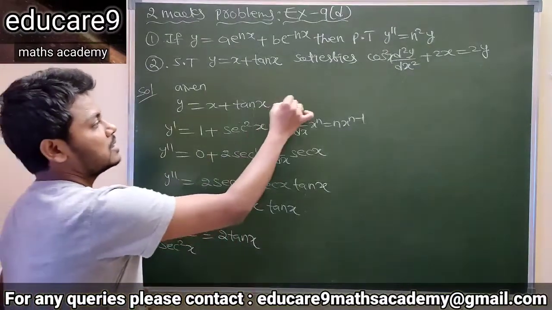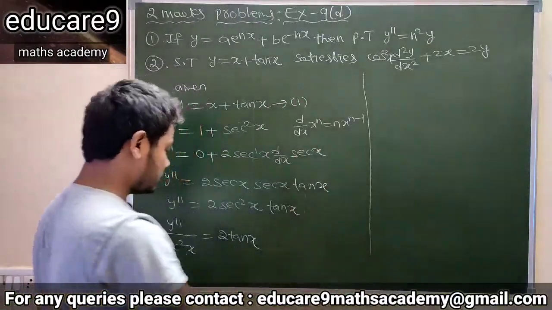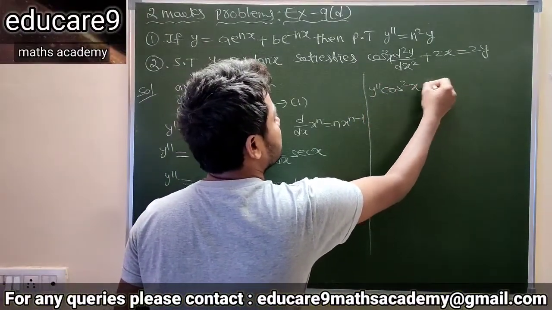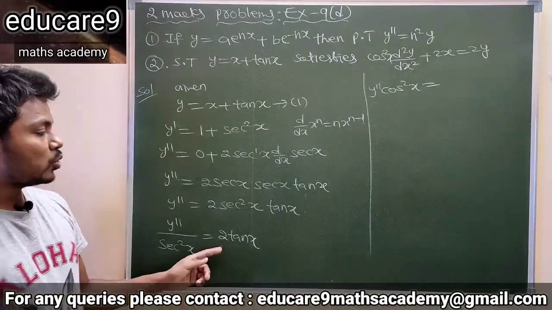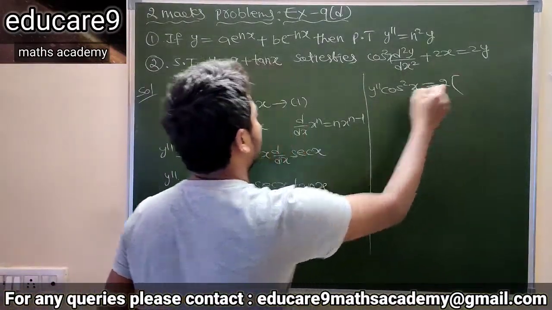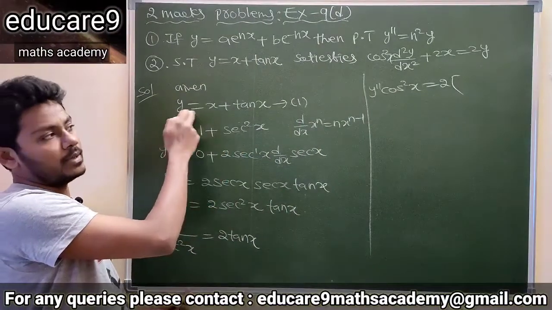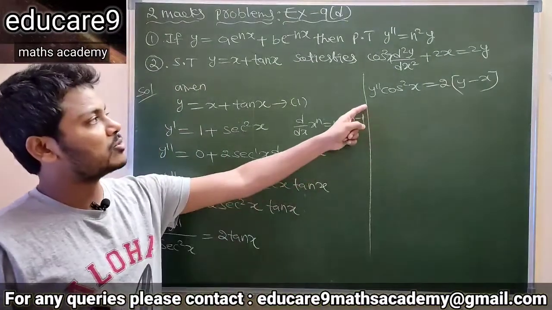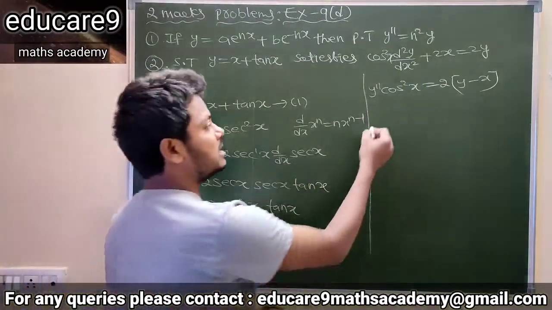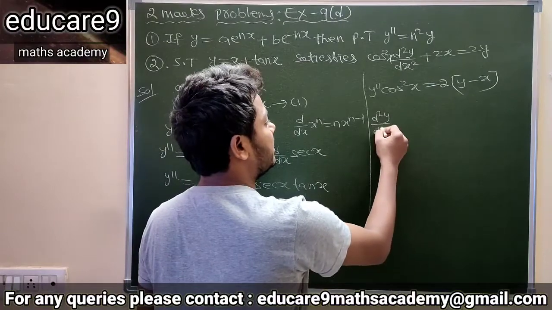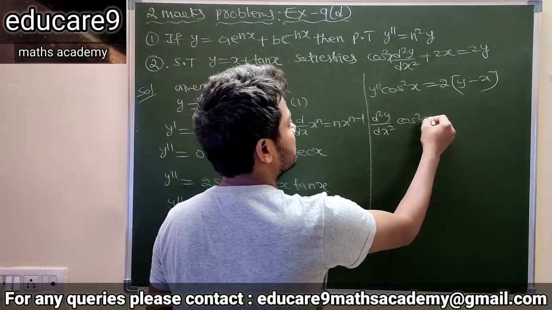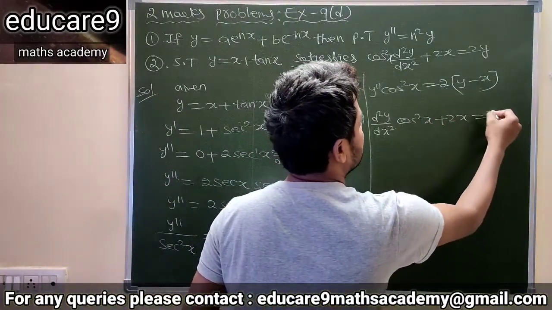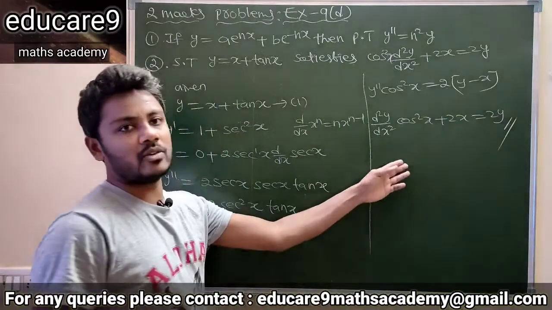Okay. See here from equation 1, this can be written as y double dash cos square x is equal to 2 into, so what is the tan x value? y minus x. So write here y minus x. So y double dash is what? The second derivative, that is d square y by dx square cos square x. Minus 2x, and on the left side, then it becomes plus 2x is equal to 2. So this is the required answer.